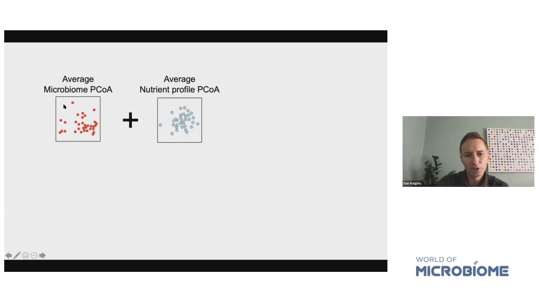On the left here, I'm showing the average microbiome distances between people. And on the right is the average nutrient distances between people throughout the study. So each point represents one person's average throughout the whole study. And we're going to do what's called a Procrustes analysis, where we rotate one to see if it lines up with the other. And if it does, that will mean that there's a correspondence.